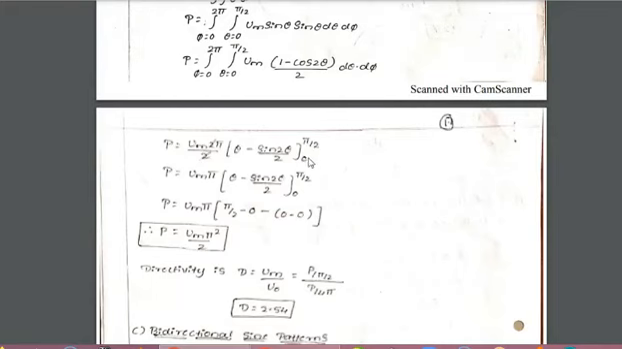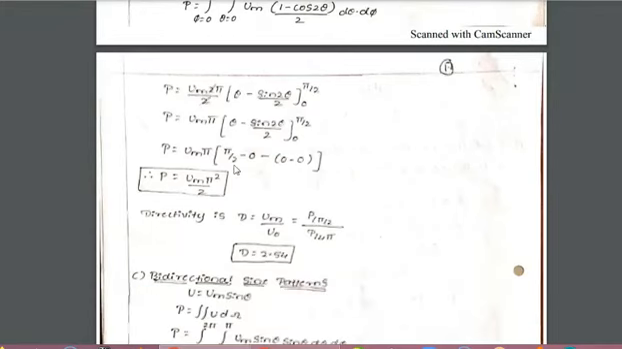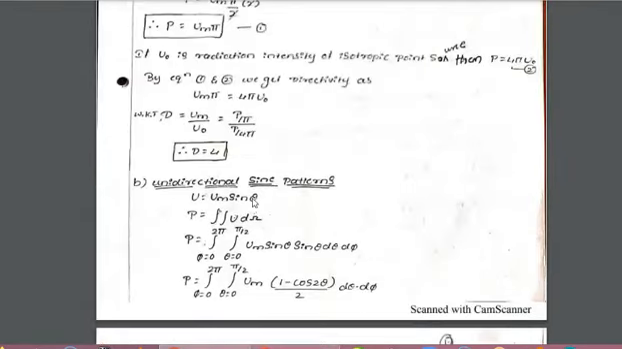The 2 cancels, and the integration of 1 is theta. The integration of minus cos 2 theta is sine 2 theta divided by 2, with limits pi by 2 and 0. If we substitute these two limits, we get pi by 2. So pi by 2 into pi gives pi square divided by 2. This is the power that we get if we use the unidirectional sine pattern.